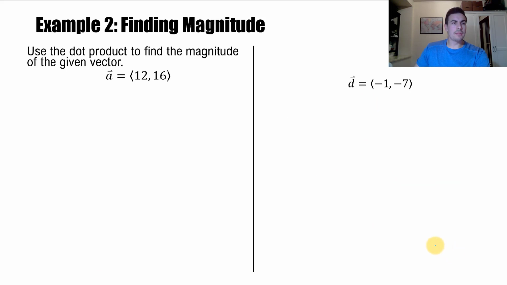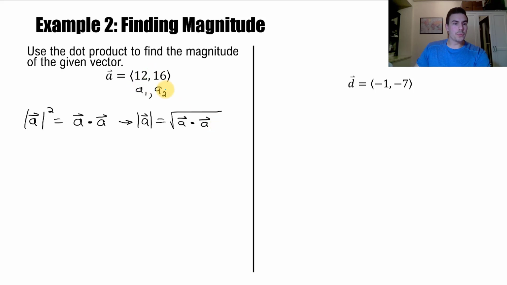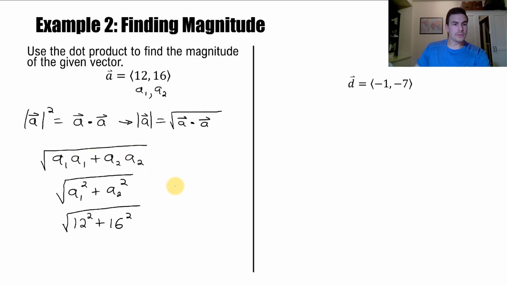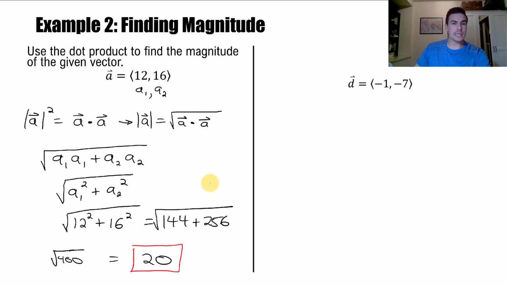Now let's go ahead and find the magnitude using our dot product. If you remember from the properties slide, we have that the magnitude squared is equal to the dot product of the vector with itself. So we would say a dot a. So the magnitude, if we just take the square root of both sides, is going to be the square root of a dot a. So this being a1 and a2, we would say a1 squared plus a2 squared, and take the square root of that whole thing. So that is going to be the square root of 12 squared plus 16 squared. That's going to be the square root of 400, which is 20.